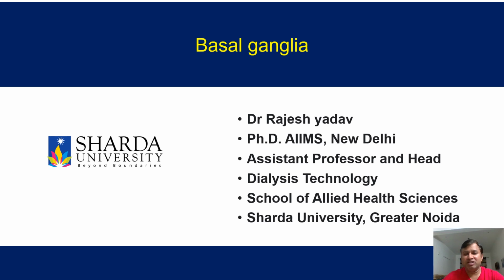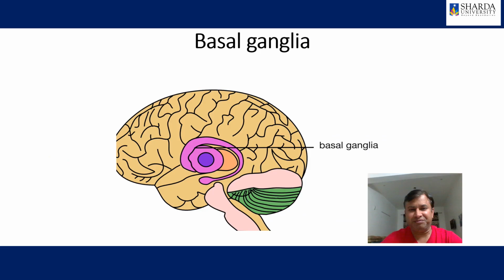Today, we will discuss the topic basal ganglia. This is the location of the basal ganglia in the forebrain region. Now come to the function of the basal ganglia. Basal ganglia is responsible basically for the movement, and apart from the movement it also takes part in the emotional and cognitive functions.